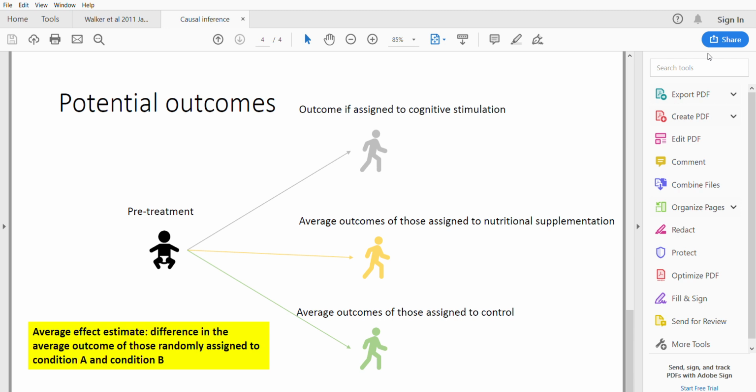So in this video, we've talked to you a little bit about what we mean by causal effect. We've talked a little bit about how we can use experimental design to detect a causal effect. And we've talked about why we tend to be interested in average causal effects rather than the causal effect on any given unit.